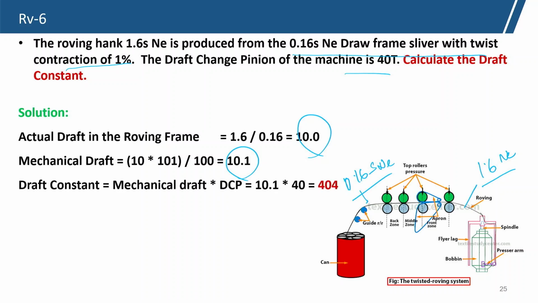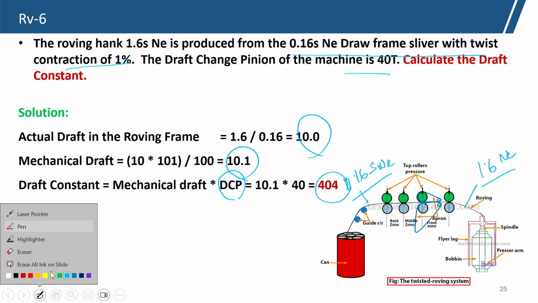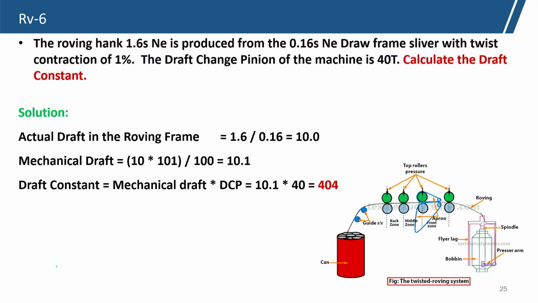So, the draft constant is the mechanical draft multiplied by the draft change pinion. So, we will get the draft constant of that machine as 404. 404 is the draft constant. So, this is a straightforward simple numerical. Let us do another numerical.